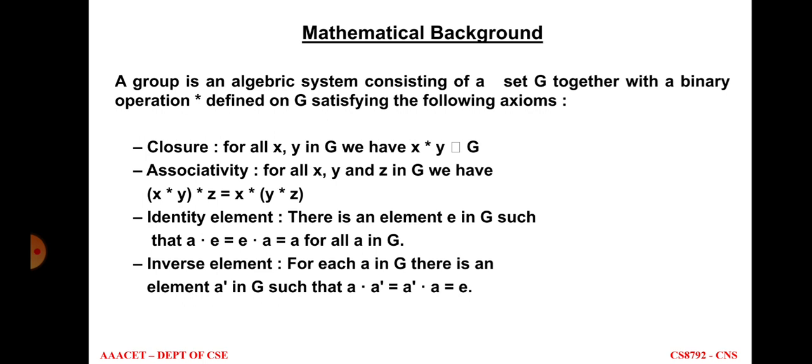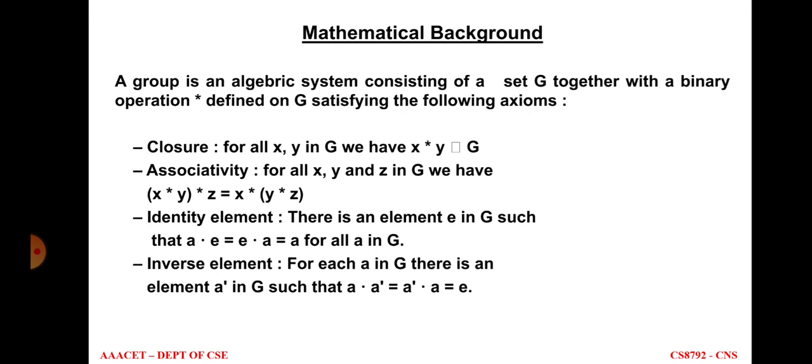So a group, we all know what a group is. A group is an algebraic system consisting of a set together with a binary operation star, that is multiplication, defined on the group satisfying the following properties. The properties are closure, associativity, identity, and inverse. Closure is nothing but for all x and y in the group, x star y also belongs to the particular group. And the associativity rule is (x star y) star z is equal to x star (y star z).